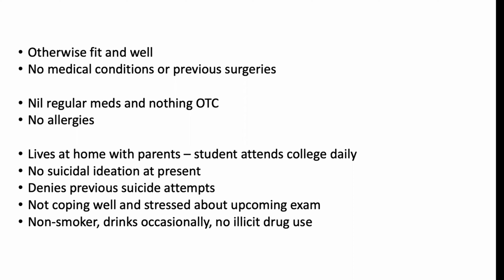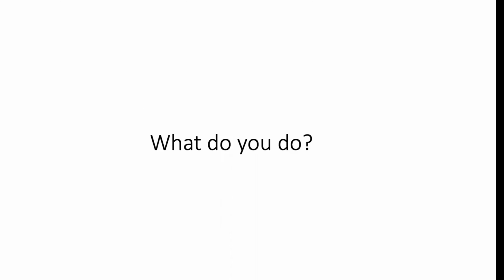She has no suicidal ideation at present. She denies previous suicide attempts, but she says she's not coping well and she's stressed about an upcoming exam. She's a non-smoker. She drinks occasionally, and there is no illicit drug use identified. So what do you do? What's the next step after you've taken the history from this patient?